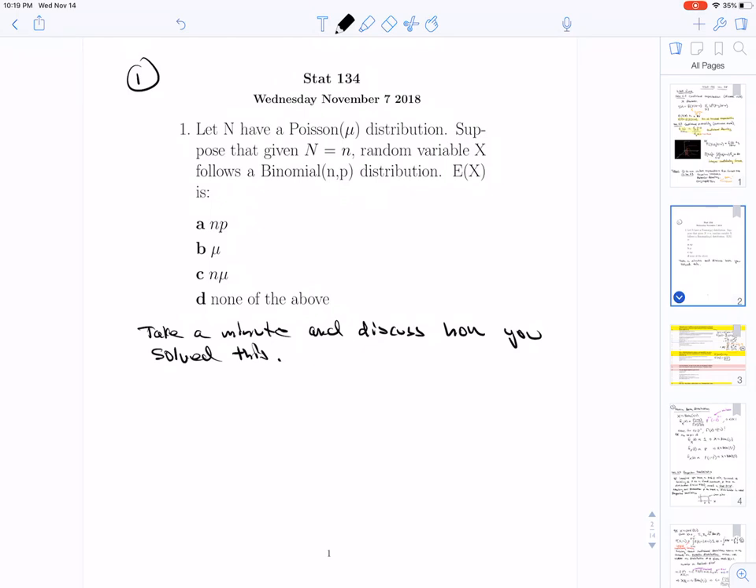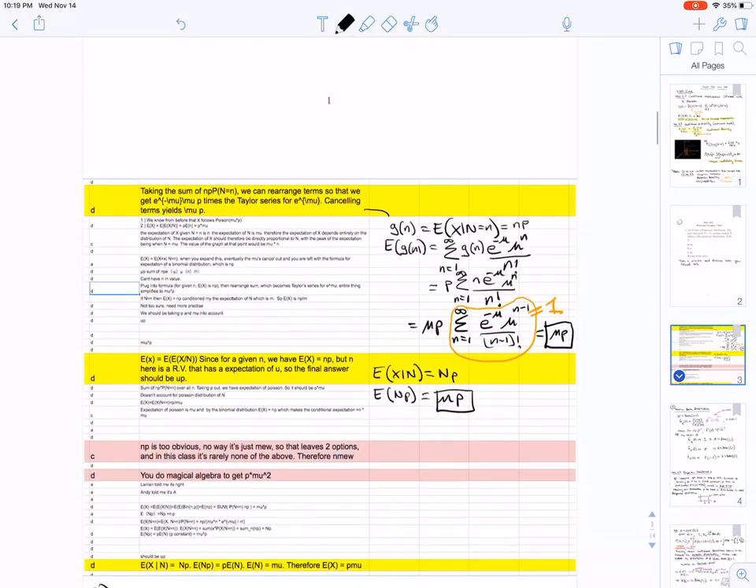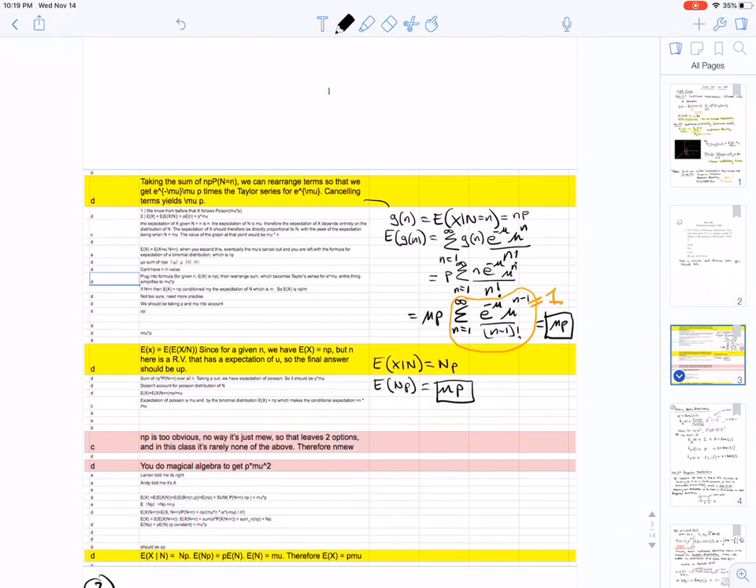Let N have a Poisson mu distribution. Suppose that given N is n, random variable X follows a binomial n, p distribution. The expectation of X is... So there are essentially two main ways to do this that you guys found. One is just using the definition. So the conditional expectation is a function of n, and it is np, since X given N is n, that conditional distribution is binomial, and so its expectation is np.